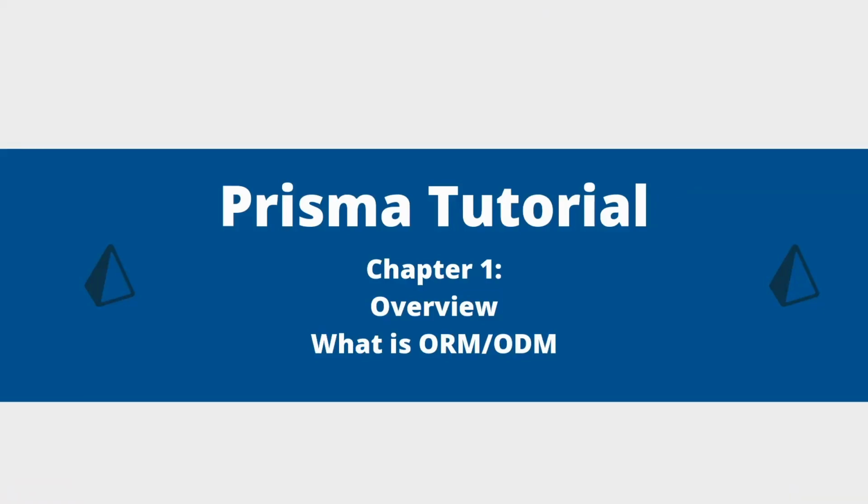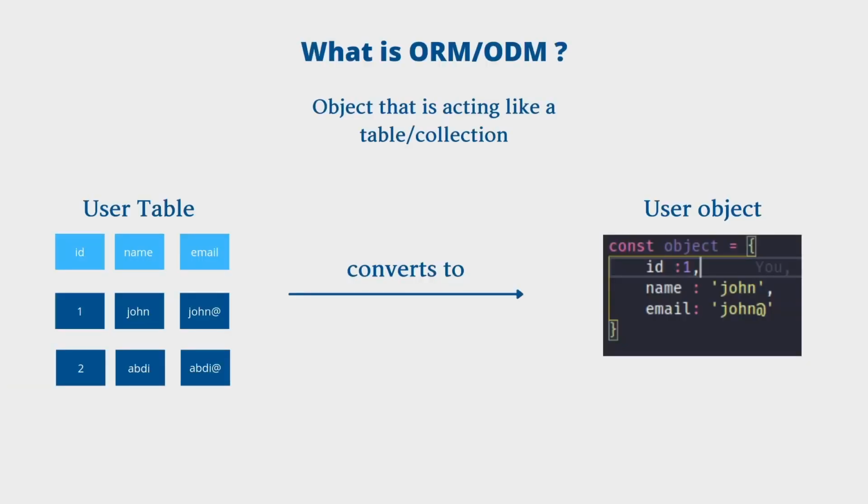Hello guys, and in this section we are going to talk about what an ORM and ODM actually are: object relational mapper and object data mapper. Simply put, whatever happens in our database, be it tables or columns, will be regarded as objects in our code.